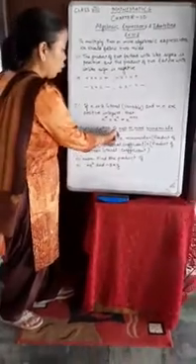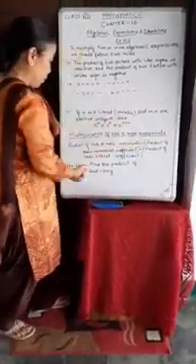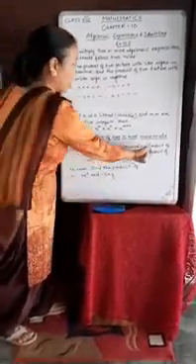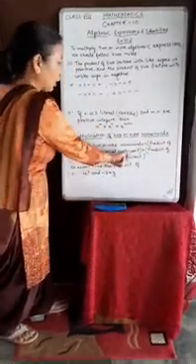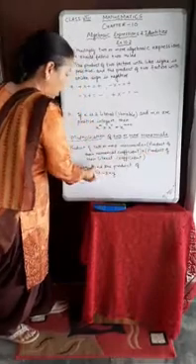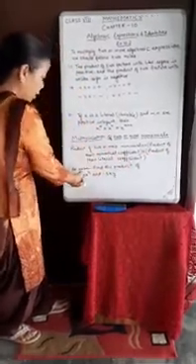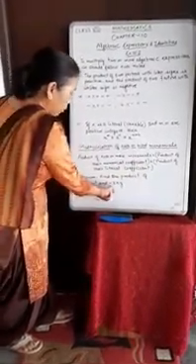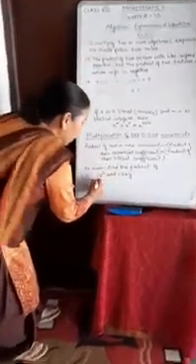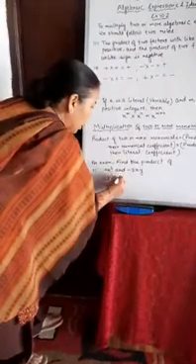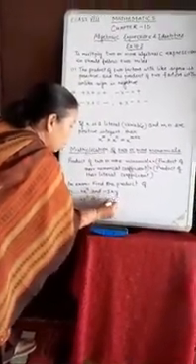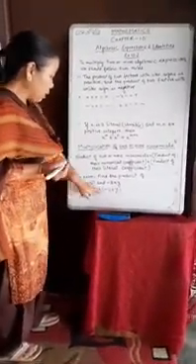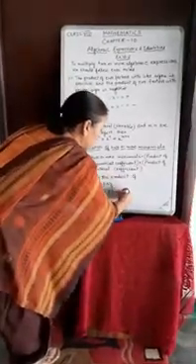Now, multiplication of two or more monomials. The product of two or more monomials is equal to the product of their numerical coefficients multiplied by the product of their literal coefficients. For example, if we have to find the product of 4x cube and minus 3xy, how will we do it? We write down first 4x cube multiplied by minus 3xy. As I told you, if unlike signs are there, the answer will come in minus, right?